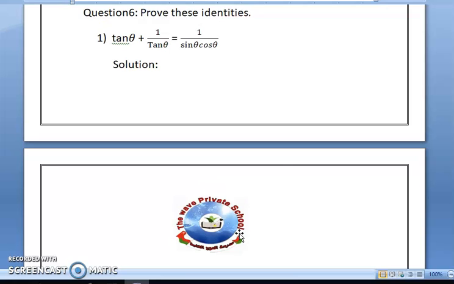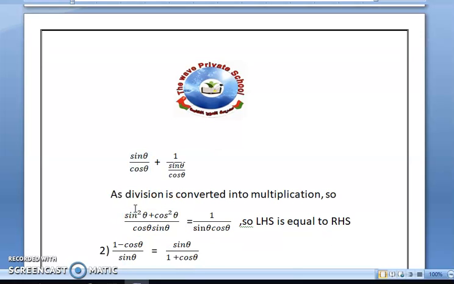Question number 6. Prove these identities. The question is tan theta plus 1 over tan theta is equal to 1 over sin theta cos theta. It means we have to consider any one side and prove it equal to the other side. In this question, we are going to consider the left hand side, tan theta plus 1 over tan theta. In place of tan theta, we put the value sin theta over cos theta plus 1 over sin theta over cos theta.